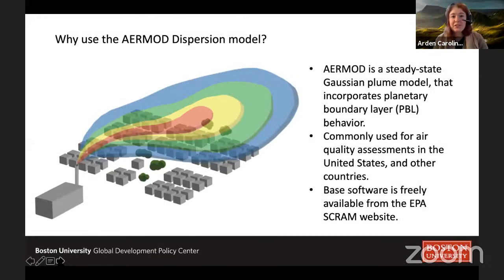All right, so the question is why did we use the AERMOD dispersion model? AERMOD is a steady state Gaussian plume model that incorporates planetary boundary layer behavior. It's already commonly used for air quality assessments in the United States, as well as a growing number of other countries. And importantly, the base software for running these models is freely available on the EPA SCRAM website, which is a regulatory and monitoring hub for the EPA.